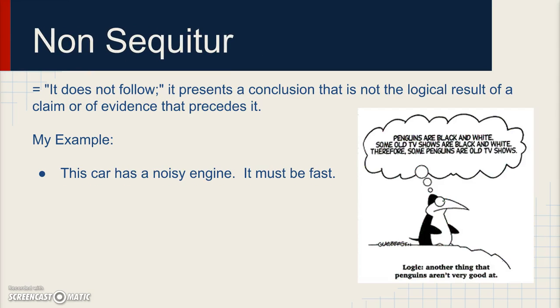And your last example of a logical fallacy is the non sequitur. And this one means that it does not follow. It presents a conclusion that is not the logical result of a claim or of evidence that precedes it. So for example, this car has a noisy engine, it must be fast. Well, just because a car has a noisy engine does not automatically mean it's fast. Those don't necessarily coincide with one another all the time. A car could have a noisy engine and be really slow. So that would be non sequitur, that the claim and the reason don't follow one another. They don't make sense.